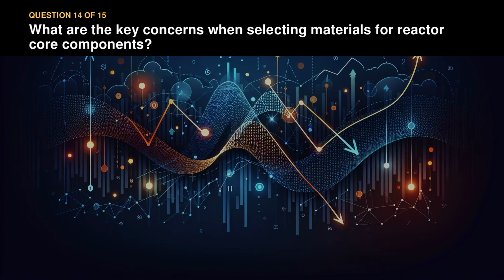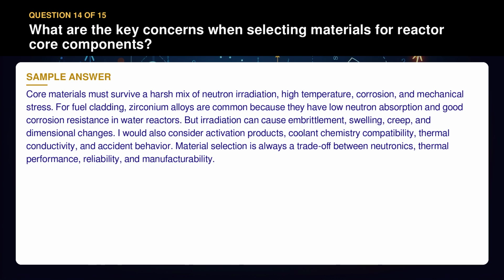Question 14. What are the key concerns when selecting materials for reactor core components? Core materials must survive a harsh mix of neutron irradiation, high temperature, corrosion, and mechanical stress. For fuel cladding, zirconium alloys are common because they have low neutron absorption and good corrosion resistance in water reactors. But irradiation can cause embrittlement, swelling, creep, and dimensional changes.